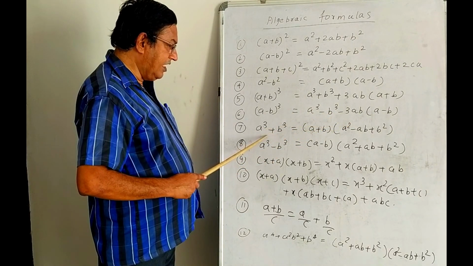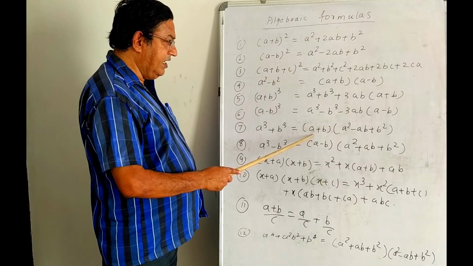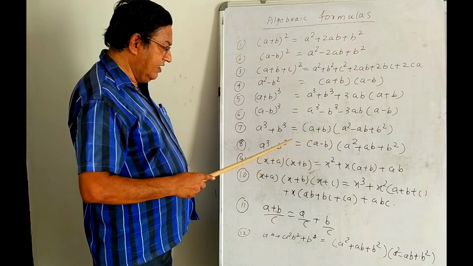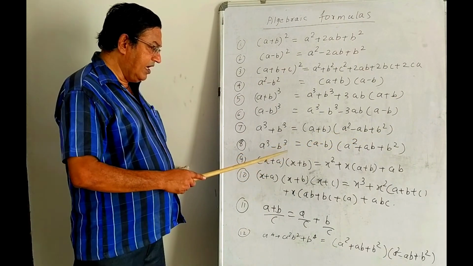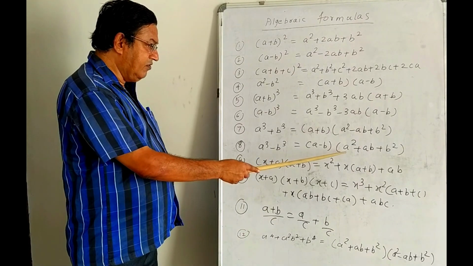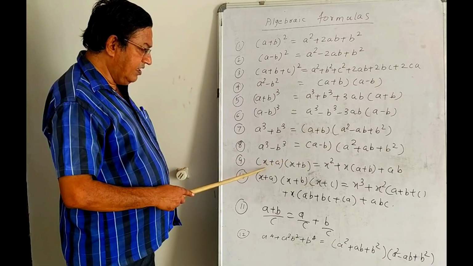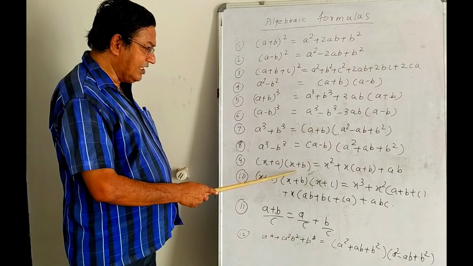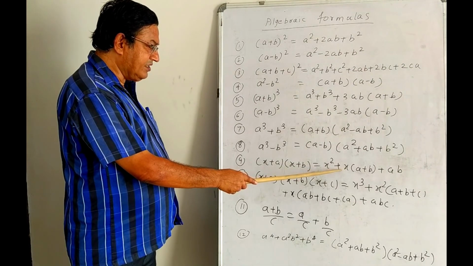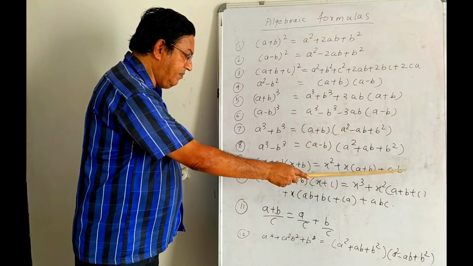Next one is a cube plus b cube equals (a + b) into (a square minus ab plus b square). Next one is a cube minus b cube equals (a − b) into (a square plus ab plus b square). The next one, (x + a) into (x + b) equals x square plus x into bracket (a + b) plus a into b.